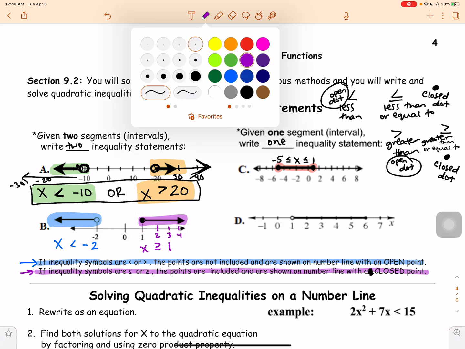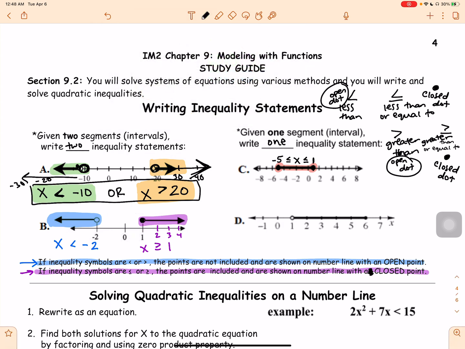So since there were two separate intervals, x is less than -2 or x is greater than or equal to 1, right? Just like that. Okay, by the way, this was the final inequality statement up there, so that one should be boxed. That one's good to go.